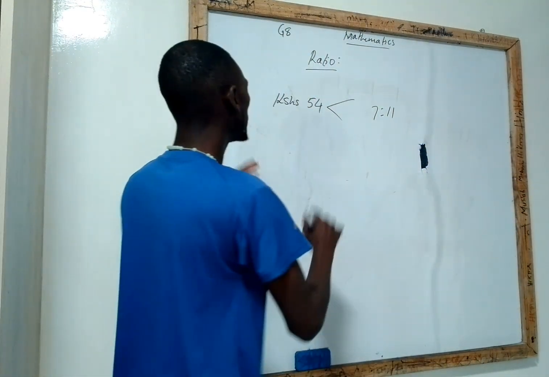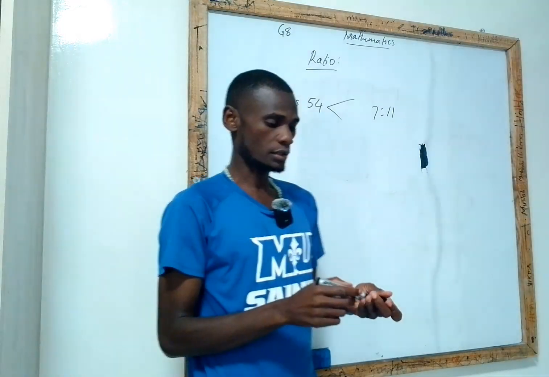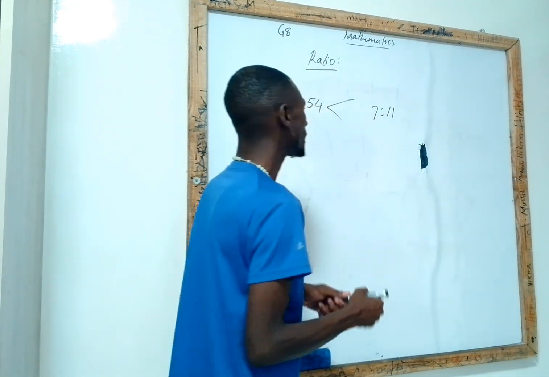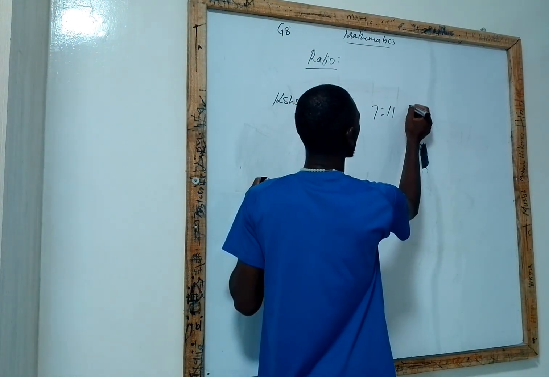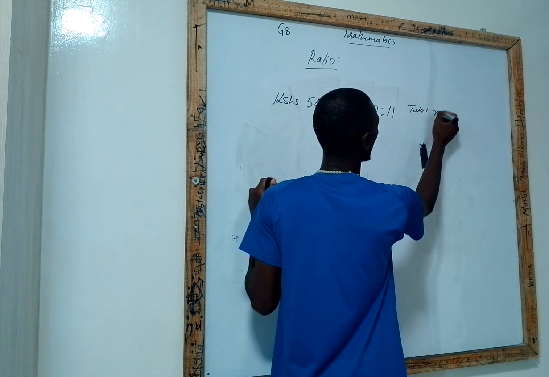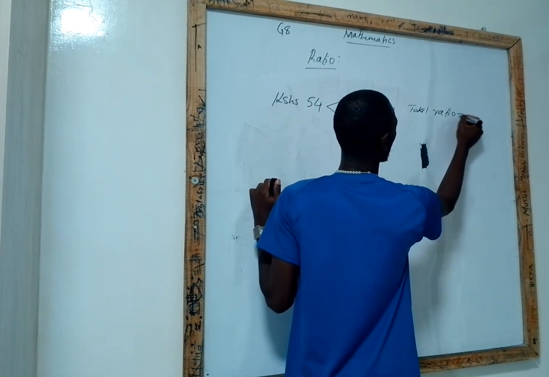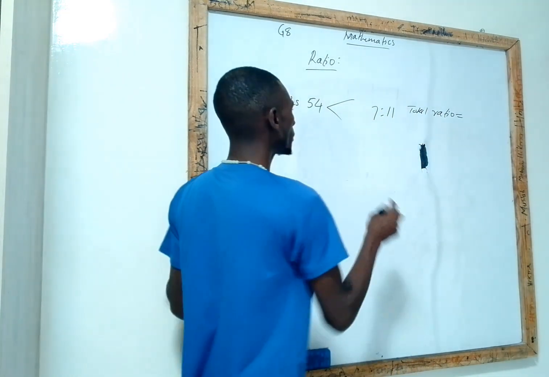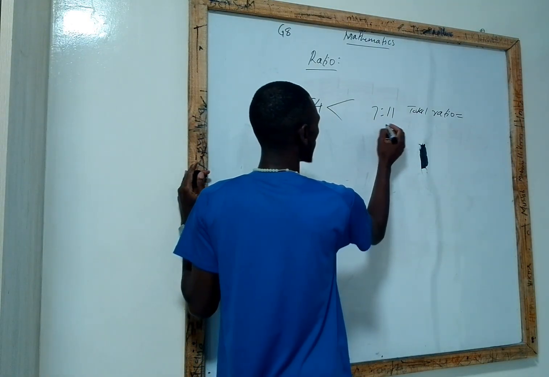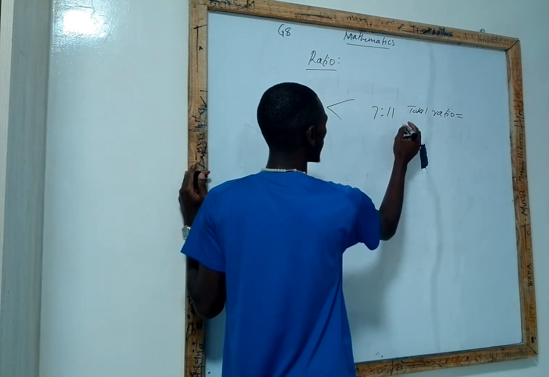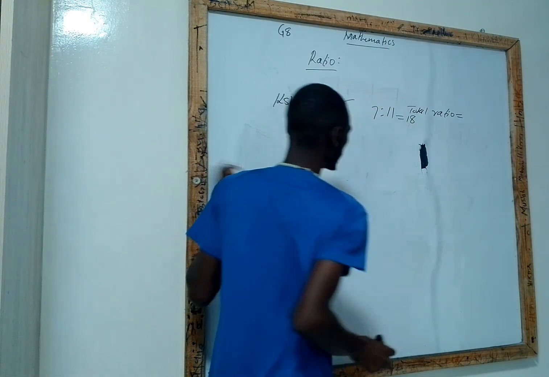Number one, when we are dividing quantities in a ratio form, the first thing we have to get is what we call the total ratio. Total ratio means you add these two numbers. So 7 plus 11, that is 18.